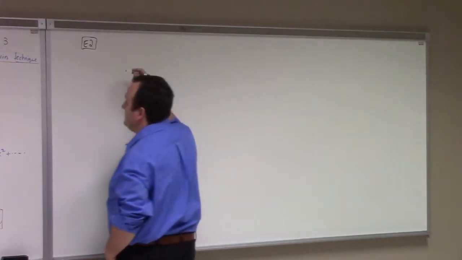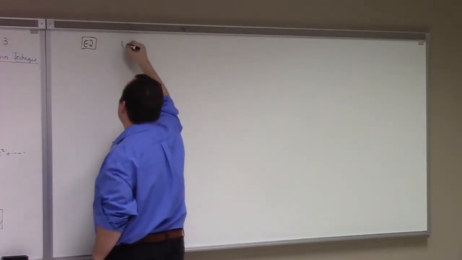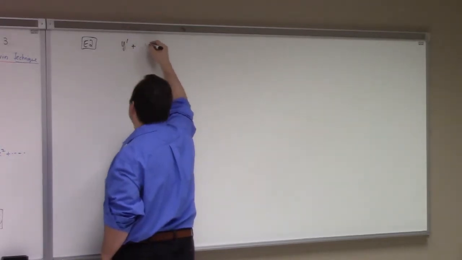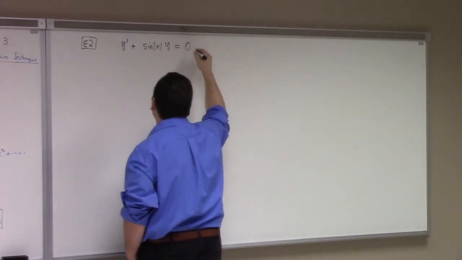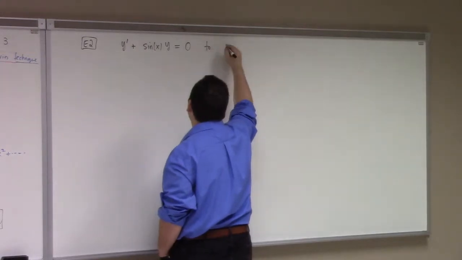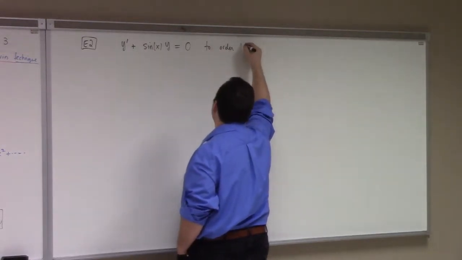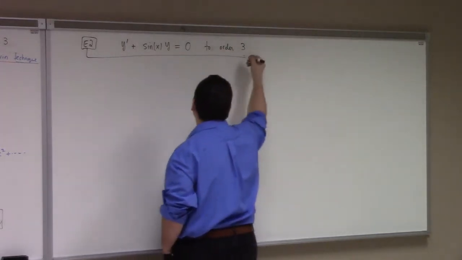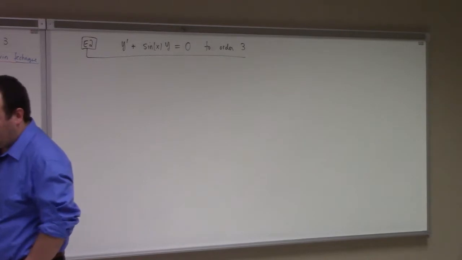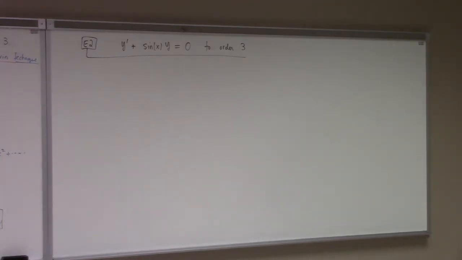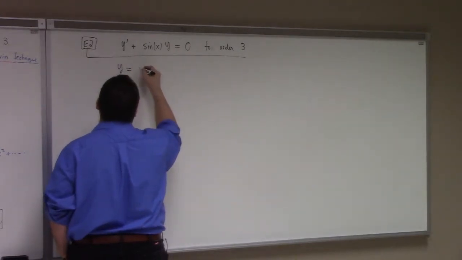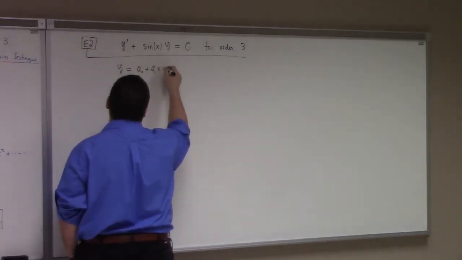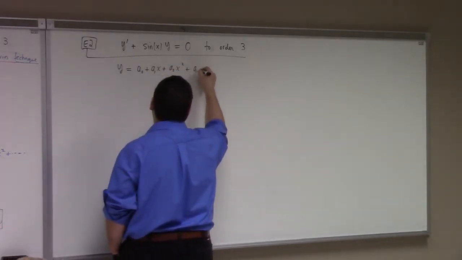So, example 2: if I wanted to solve, say, y prime plus, let's say, the sine of x times y equals 0, to, let's say, order 3. This time I won't give us initial conditions, okay? So let's suppose we've got y is equal to a0 plus a1x plus a2x squared plus a3x cubed.